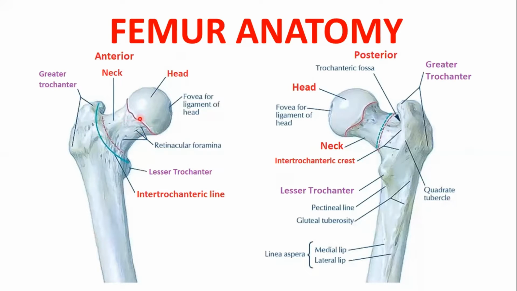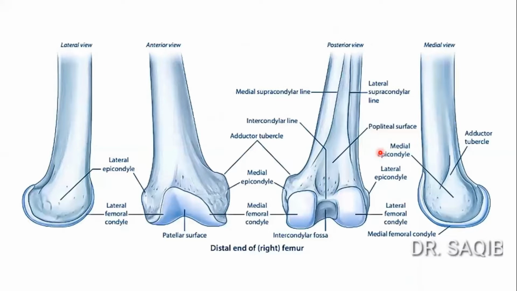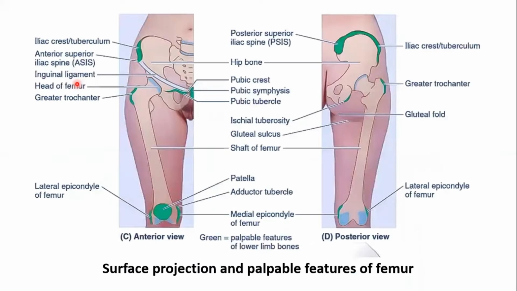Femur is the strongest bone of the body, and it is the longest bone of the body, and it's also called the thigh bone, right? So obviously, like every long bone, it has an upper end. Here is the upper end and the lower end. This is the lower end of the femur, and a shaft.